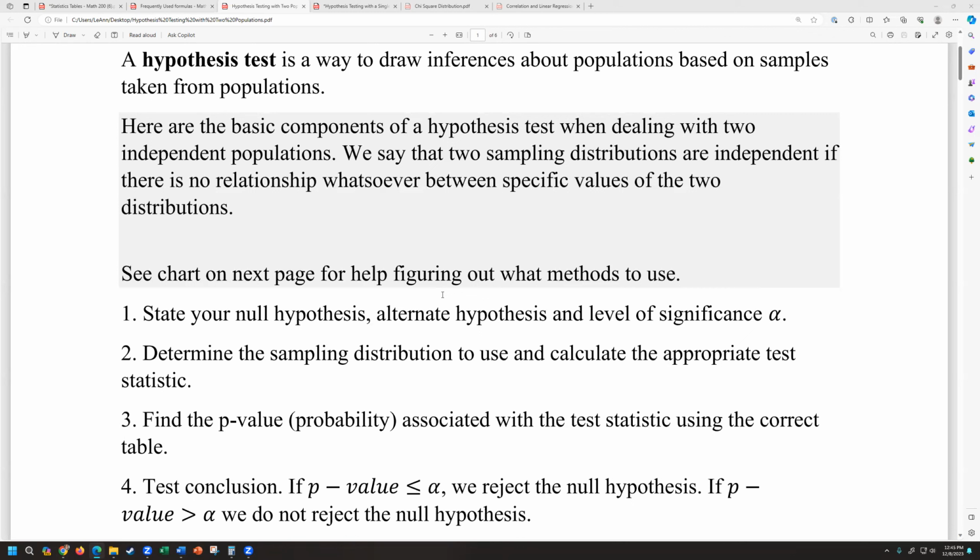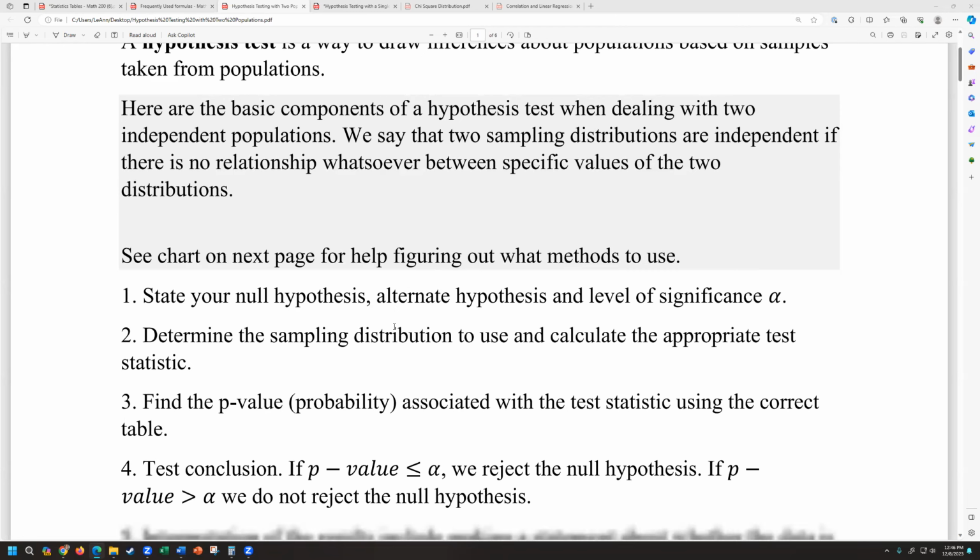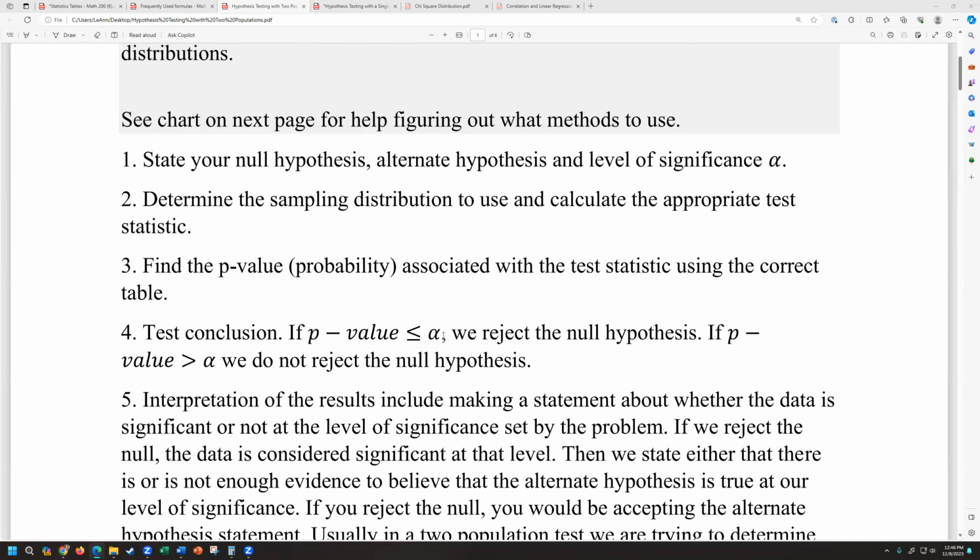You'll have a level of significance at alpha again. You're going to determine the sampling distribution that we're going to use and calculate the appropriate test statistic. You'll find the p-value using the appropriate table for your test statistic. And then we will conclude: if our p-value is less than or equal to the level of significance alpha, we will reject our null. If the p-value is greater than alpha, we will not reject the null.